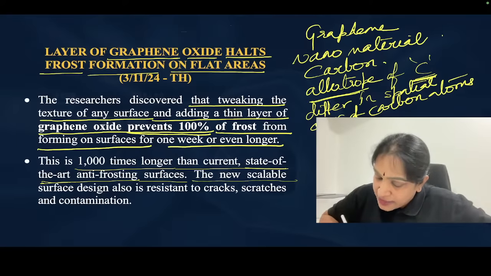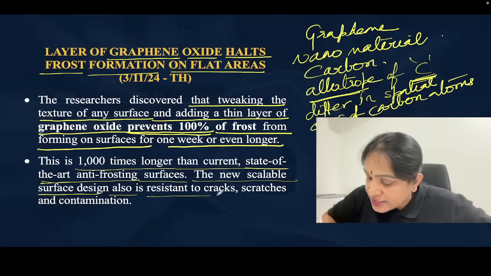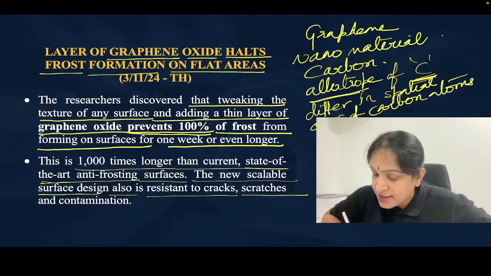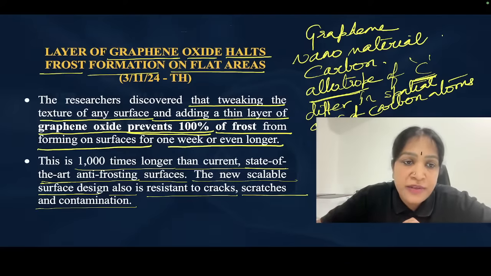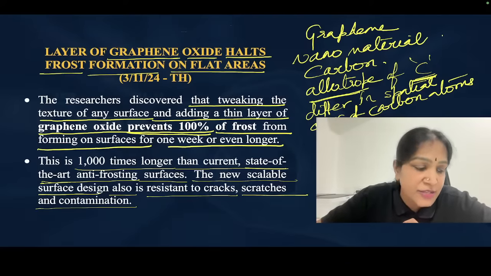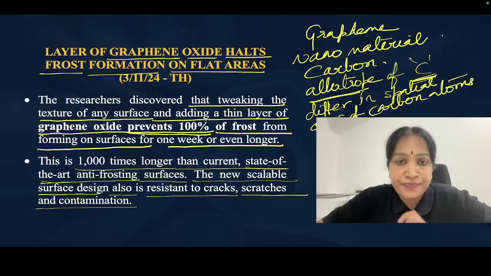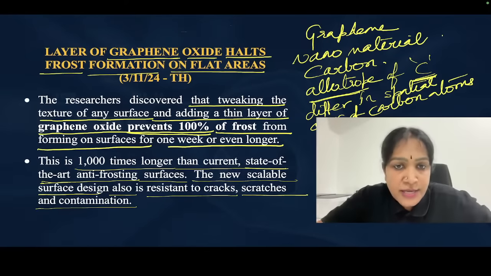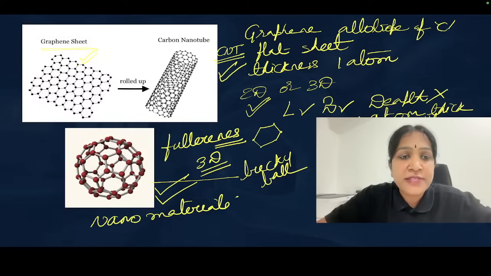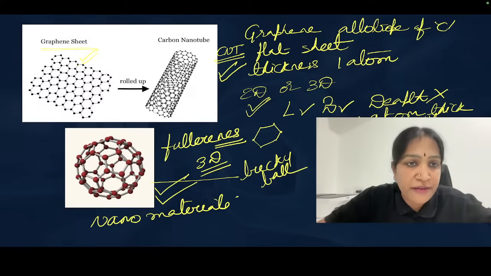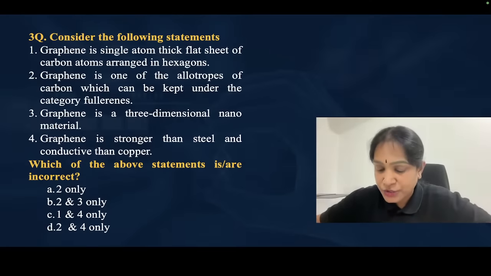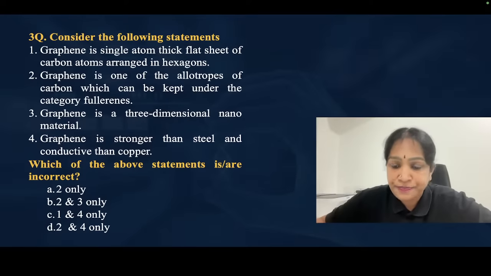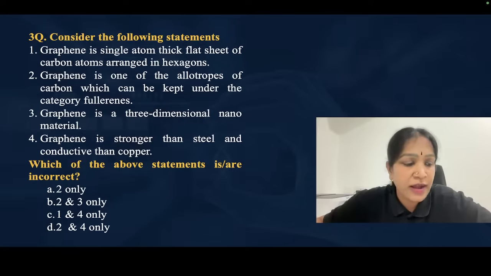The new scalable surface design is also resistant to cracks, scratches and contamination. Not only frost free, the surface also will become resistant to cracks, scratches and contamination. So this is the news. News is over. We have seen some extra content about graphenes, fullerenes, carbon nanotubes, buckyballs, all those things. Now, go through this question, the third question in today's class. Read the statements carefully and give the answer.